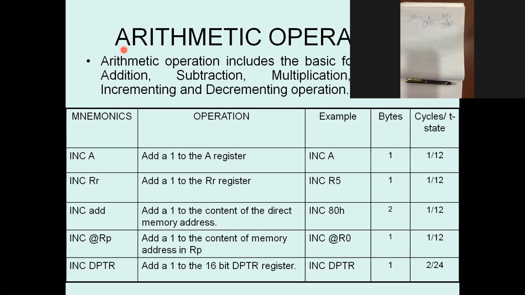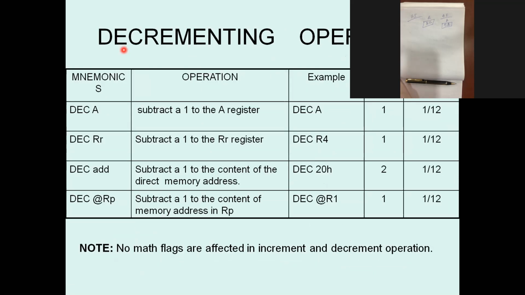So DEC DPTR is not there; the rest of the instructions are there. It's the decrement: A is equal to A minus 1.